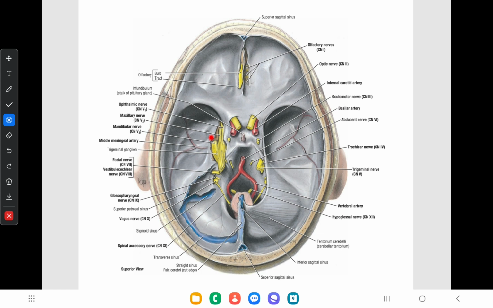The sensory root of the trigeminal nerve emerges from the posteromedial concave surface. Then the ophthalmic division, maxillary division, and mandibular division of the trigeminal nerve emerge from its anterolateral convex surface, and then they pierce the dura mater of the trigeminal cave.